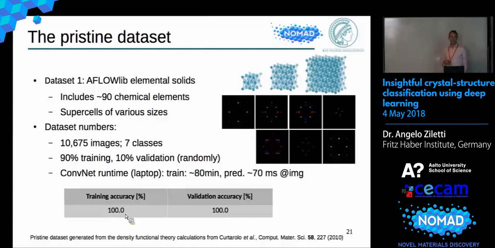The neural network is quite small, so I can train it on my laptop. The prediction takes 70 milliseconds per image. And we see that we can obtain 100% training and validation accuracy, so we can learn these images very well with a small neural network. And also the validation accuracy is 100%.